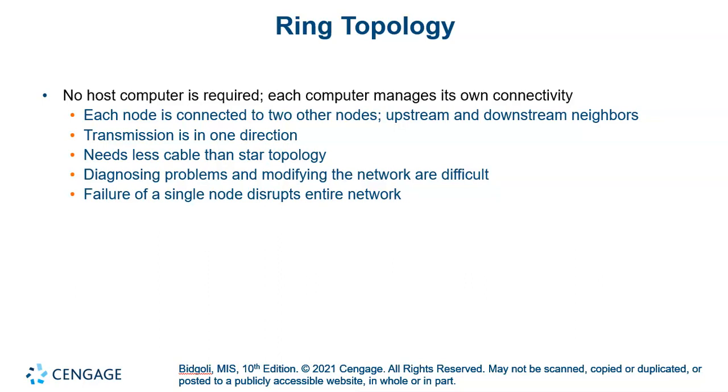Looking back 15, 20 years, ring topology was very common in a lot of Apple-centric networks. All the computers would talk to each other. They would handle all the up and downstream neighbors. And like I said, transmission was in one direction. So it was very easy, in my opinion, to add more nodes on it. But if there was an issue, you really didn't know where it was.